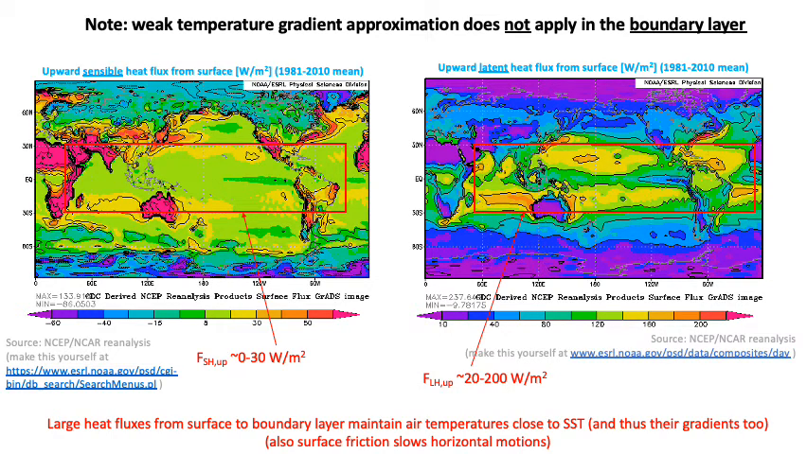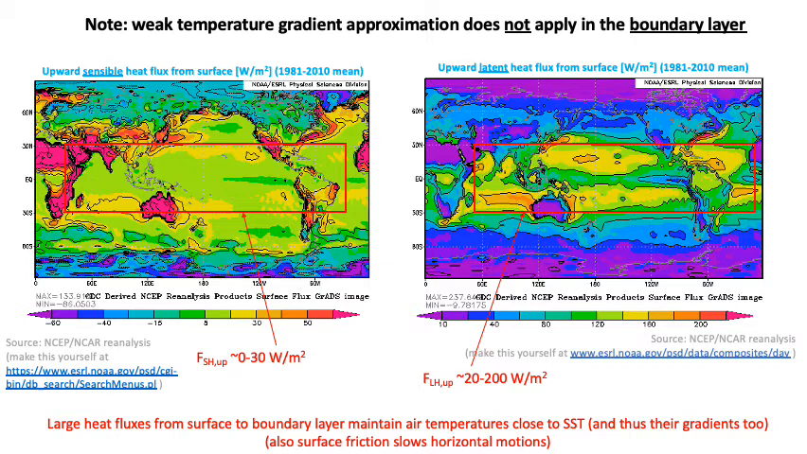So there are really large heat fluxes from the surface to the boundary layer. So there are large heat sources or energy sources within the boundary layer. Just shown on the left here is, just to give you some context, the upward sensible heat flux from the surface to the overlying air in the tropics, which is something like 0 to 30 watts per meter squared. So this is relatively small, again, because the temperatures can't change too much.